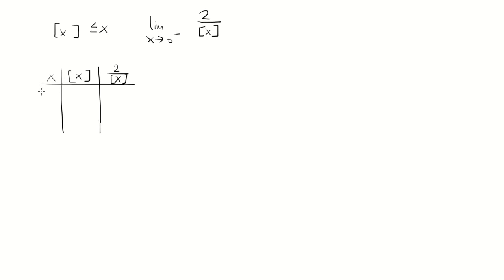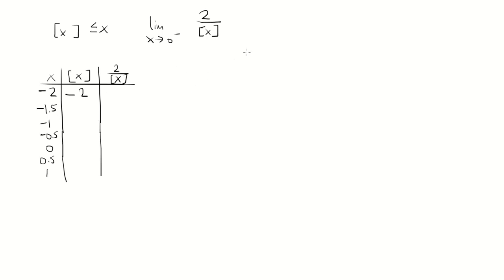So we're going to pick, let's say, -2. We're going to pick values in between these integers, so we get an idea of what's going on. So at -2, the integer part is -2 because it is an integer.